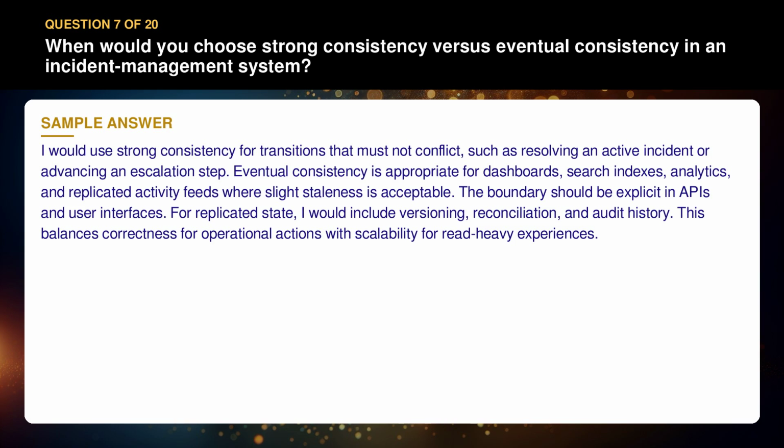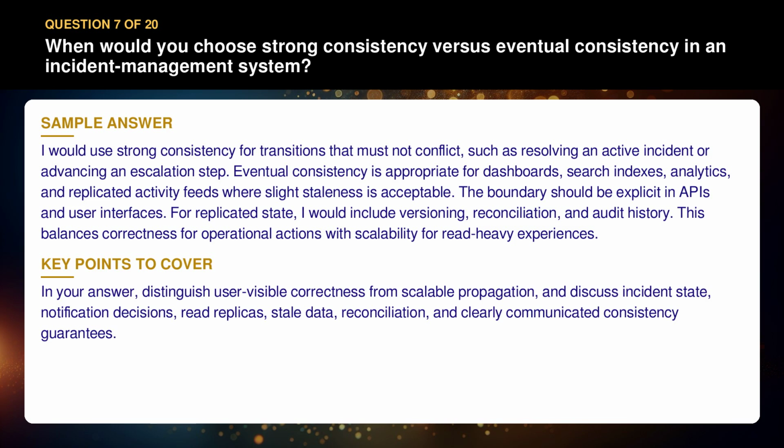For replicated state, I would include versioning, reconciliation, and audit history. This balances correctness for operational actions with scalability for read-heavy experiences. In your answer, distinguish user-visible correctness from scalable propagation, and discuss incident state, notification decisions, read replicas, stale data, reconciliation, and clearly communicated consistency guarantees.